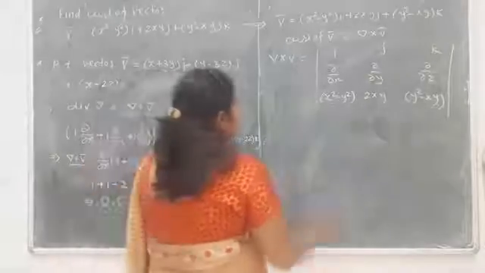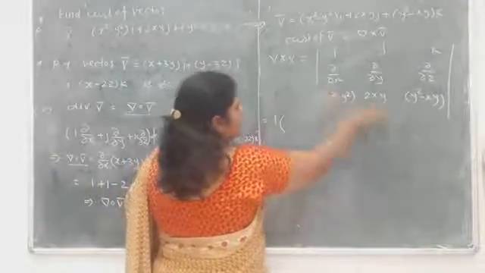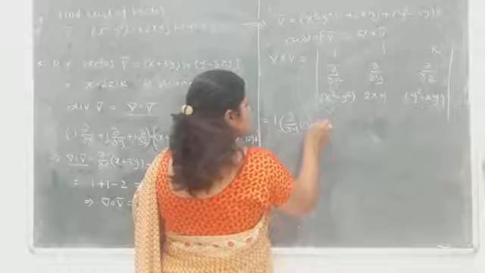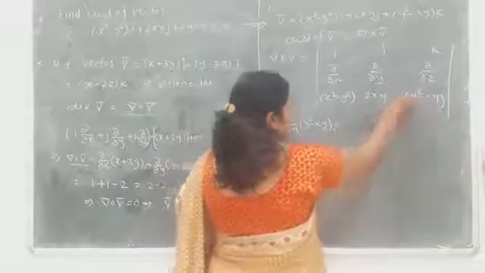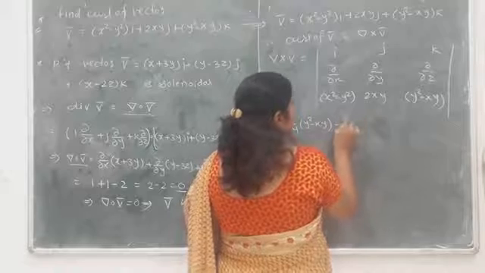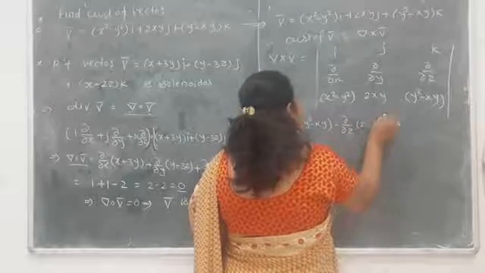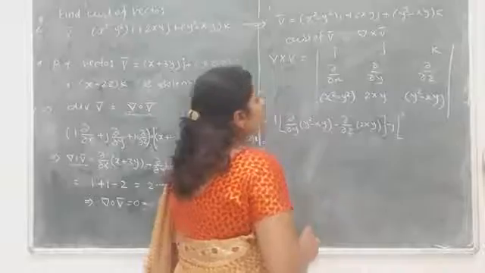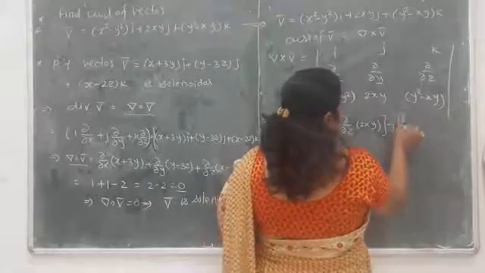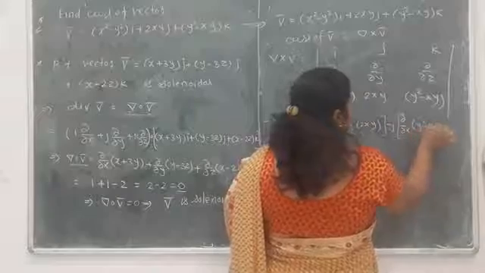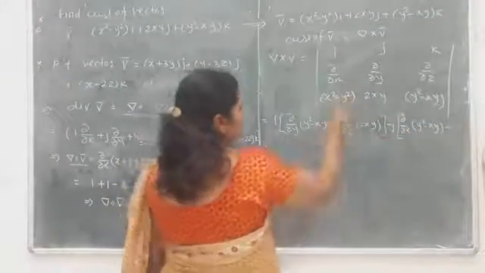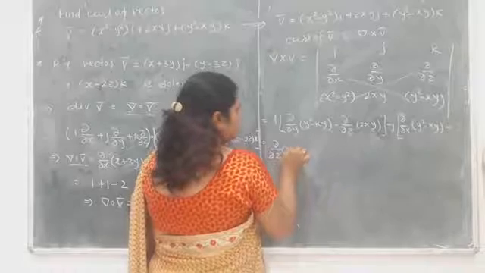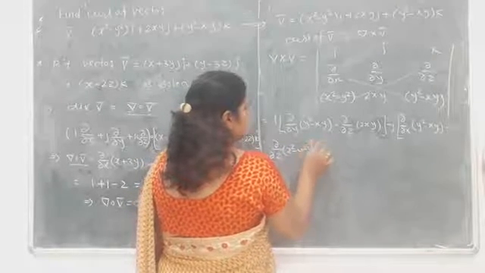And now we solve this determinant. It can be written as i times [∂/∂y of (y² - xy) minus ∂/∂z of 2xy], then minus j times [∂/∂x of (y² - xy) minus ∂/∂z of (x² - y²)], taking the cross multiplication.